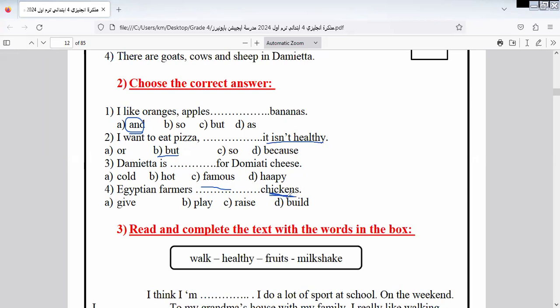We use grow for crops, and we use what for chickens? Can you say with me? You can say give chicken, play chicken, or build chicken. Wrong. So the answer would be what? It would be raise. As we learned in this unit, raise is used with what?